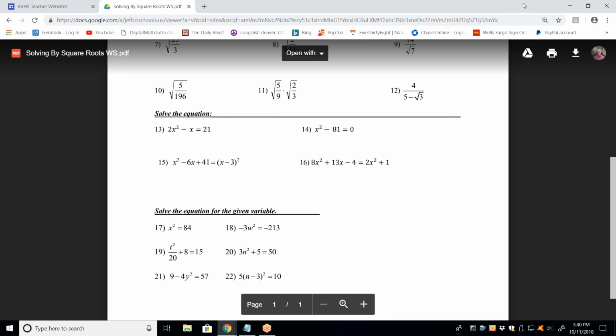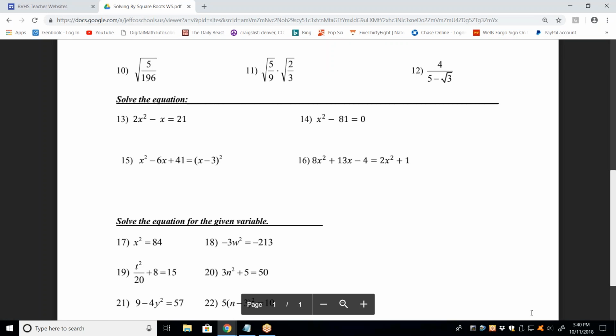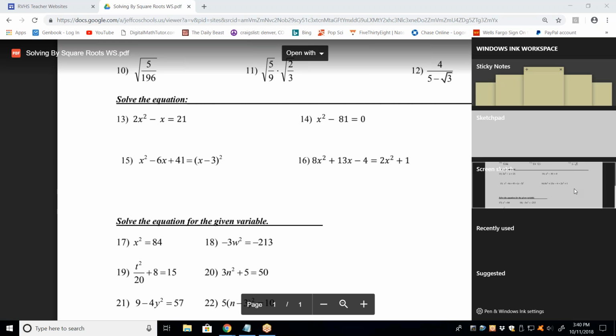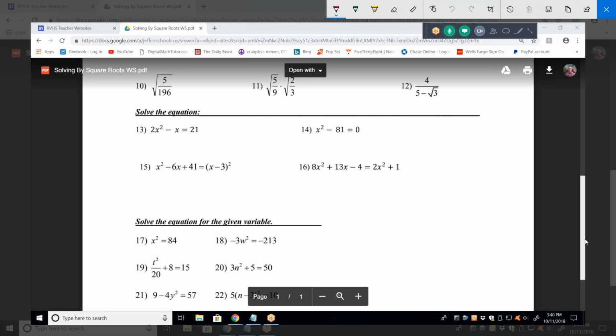All right, we got through number 12. Let's try to get through some of these equations. Let me sketch it here. Okay.